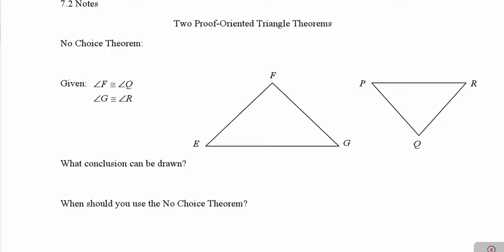In this video, you will learn about two new theorems involving triangles. The first theorem is called the no-choice theorem, and what the no-choice theorem says is that if two angles in a triangle are congruent to two angles in another triangle, then the third pair of angles must be congruent.